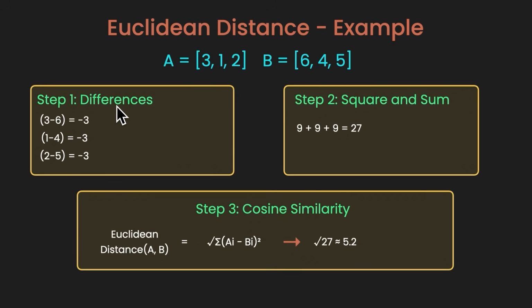So first thing, we calculate the differences. So we just do 3 minus 6, we get minus 3, 1 minus 4, we get minus 3, and then 2 minus 5, we get minus 3. Then just square all these differences. So we get 9 plus 9 plus 9, which is 27. And then to find the Euclidean distance, all we need to do is find the square root of 27, which is 5.2. So this 5.2 is the Euclidean distance between vector A and B, and that is actually the actual distance between those 2 points. So that's how you calculate the Euclidean distance.